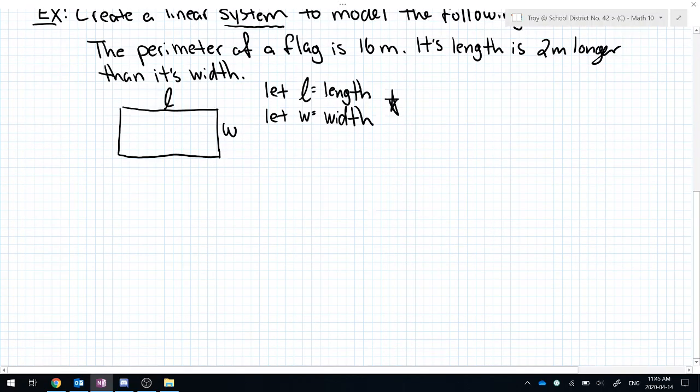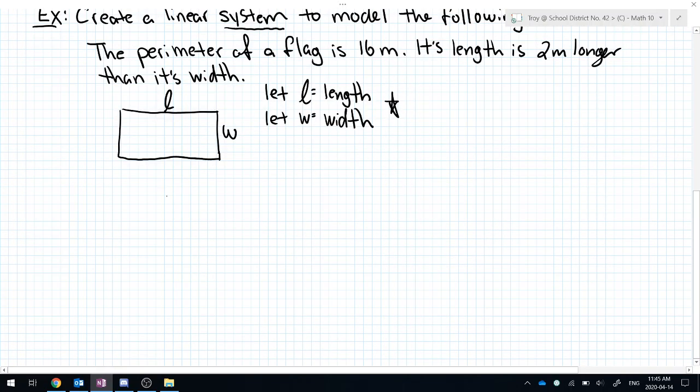Okay. So perimeter. Well, we know the perimeter is just given by adding up all the sides, right? And of course we know that this side is equal to this side, and this side is equal to this side. So whatever the length is, we're going to add two lengths for both sides, and then we're going to add two of the widths to get the perimeter, right? And of course we can simplify that to 2L plus 2W.